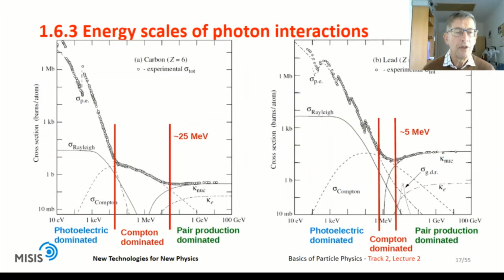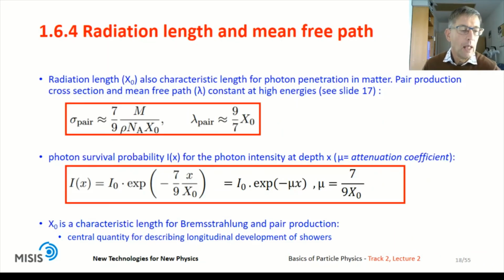So if we look at the energy scales of these photon interactions, we see at the bottom photoelectric, then Compton, and then at higher energy pair production. For heavy materials, the Compton-dominated area is much smaller, as I explained. Then there's an important relation between the radiation length and the mean free path, because the cross-section for pair production turns out to be inversely proportional to the radiation length. And so it is related to the mean free path, as we saw before.